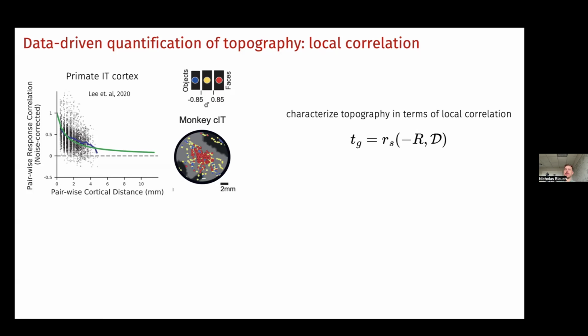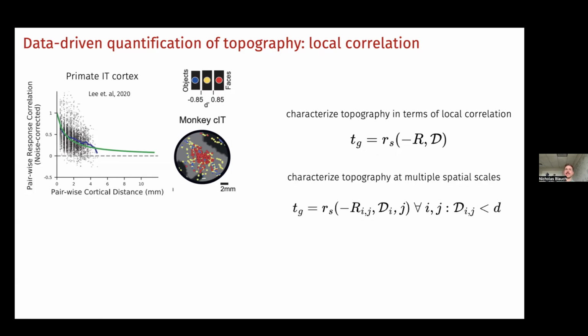measure local correlation over. So we can come up with this statistic TG, which is just the correlation of the negative pairwise responses with distance. So you want this to fall off with distance. That's why you have the negative sign. So a high TG statistic would be a large amount of topography, or a large amount of decay of response correlation.